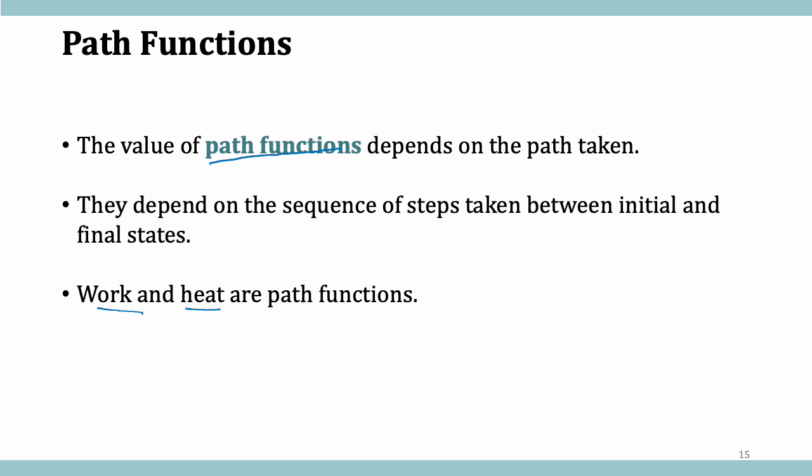So for example, for the same hiking example that we saw, if I ask how much work was done by person 1 versus person 2, then those would be different from each other, because person 1 took a longer route whereas person 2 took a shorter route. So the work done is different for both of them, even though they reach the same height. Those functions are called path functions.